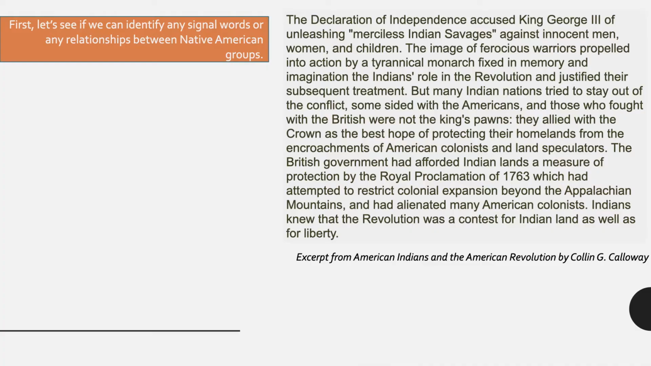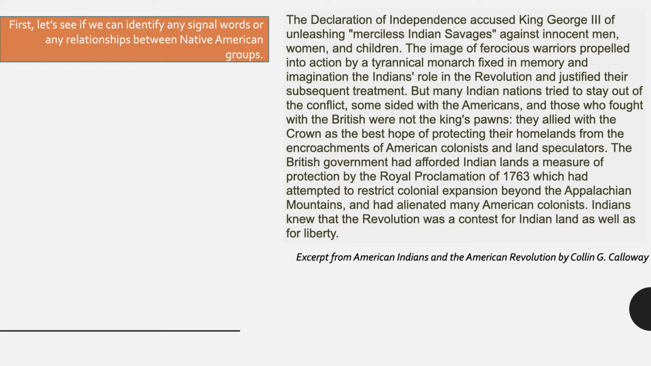The Declaration of Independence accused King George III of unleashing merciless Indian savages against innocent men, women, and children. The image of ferocious warriors propelled into action by a tyrannical monarch fixed in memory and imagination the Indians' role in the Revolution and justified their subsequent treatment. But many Indian nations tried to stay out of the conflict. Some sided with the Americans, and those who fought with the British were not the king's pawns.